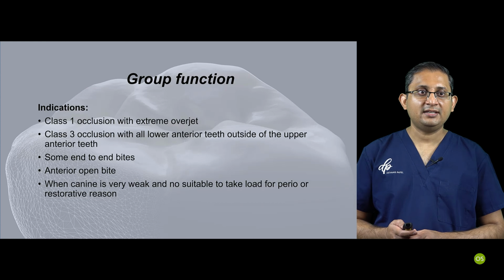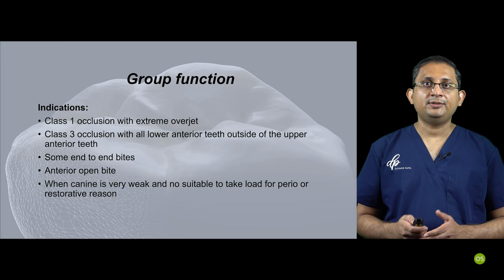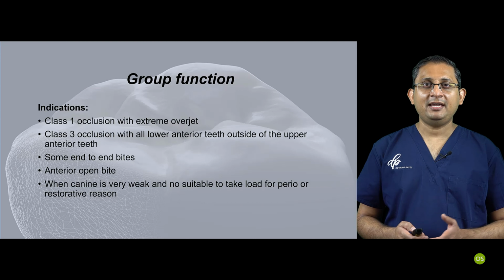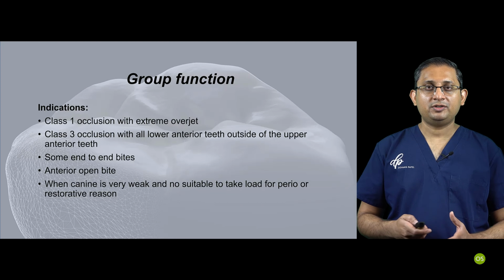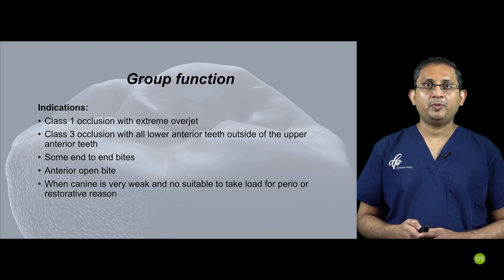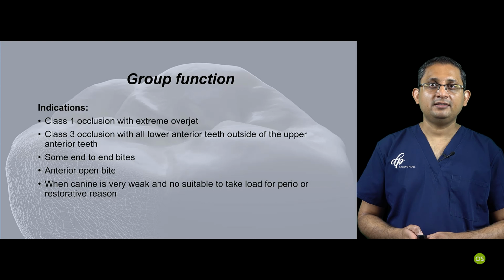Again, we discussed anterior open bite, and also that when the canine is weak, it's not suitable. So if I'm doing a post and core, or a single implant canine crown, I would prefer to distribute the load using the premolars. However, if you're doing full arch cases, then you can still use canine guidance. There is no harm in doing that.